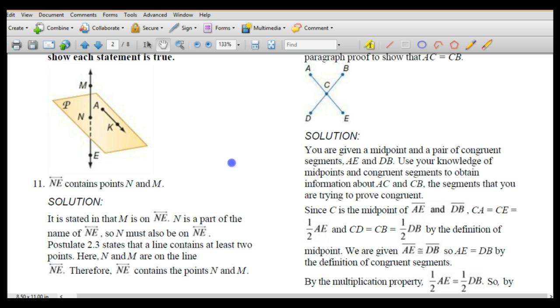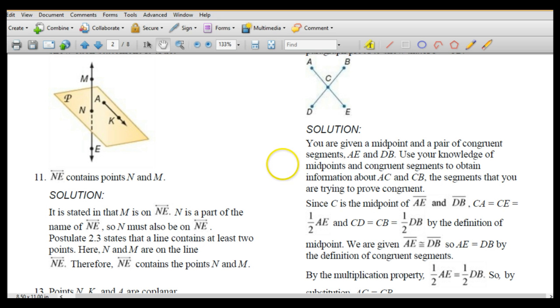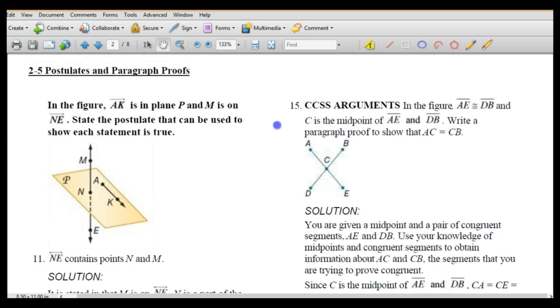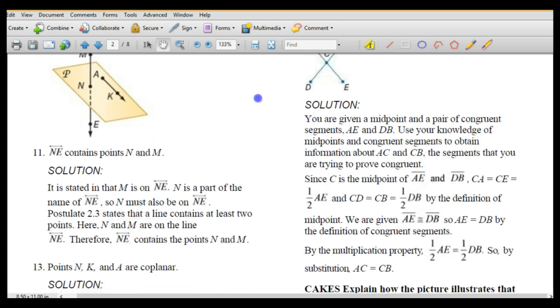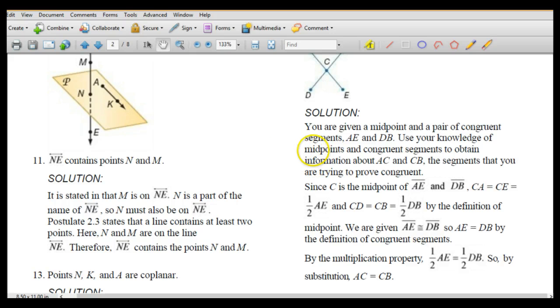Then we go on in our proof. We're also given that AE is congruent to DB. Right there it says it. So if that's the case, we can say that the length of AE is equal to the length of DB by the definition of congruent segments. So the definition of congruent, once again, states that if two things are congruent, then they will be equal in length. So we're stating that they're equal in length because we know that they're congruent. And we go further in the proof.